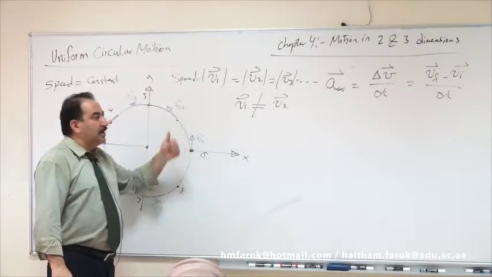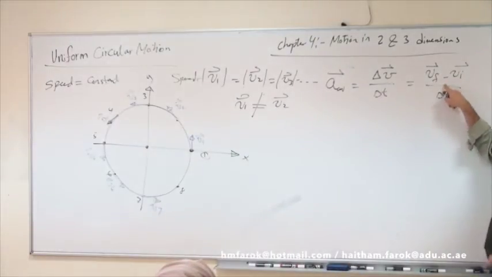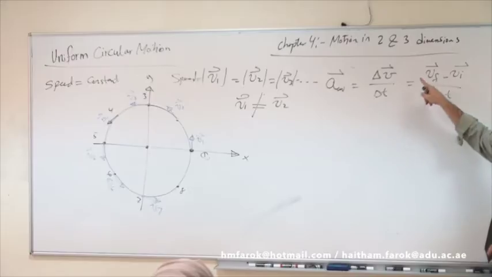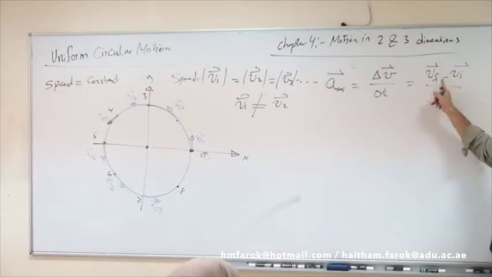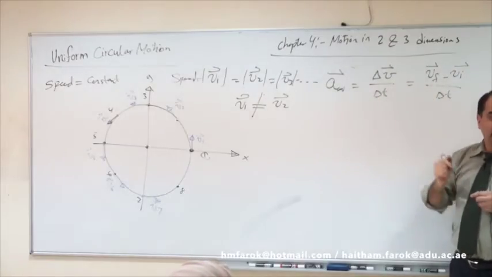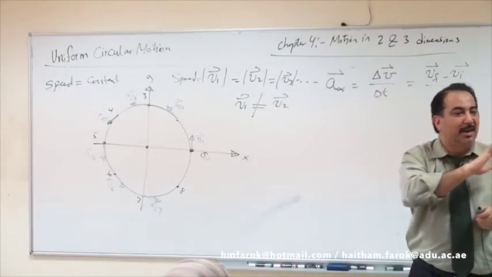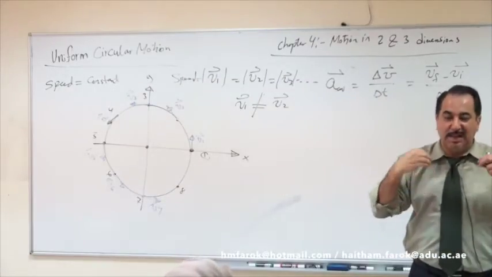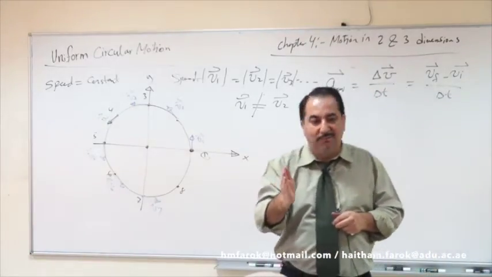So if these vectors are not equal, when you substitute any two of them, will you get 0 or a value? Remember, I didn't change the speed. I changed the direction only. So at the end, do we have an acceleration or not? How did I generate this acceleration? By changing the direction only. And this is important: you can generate acceleration by changing the direction of velocity only.